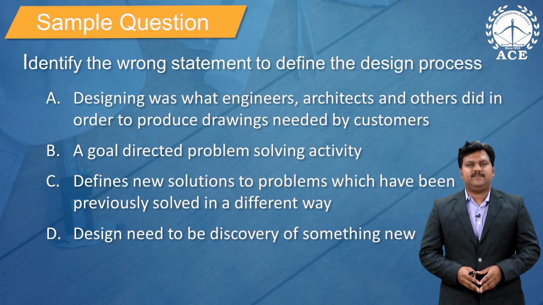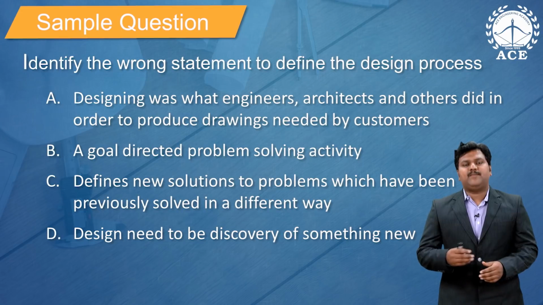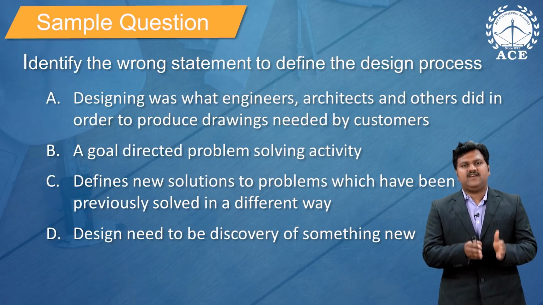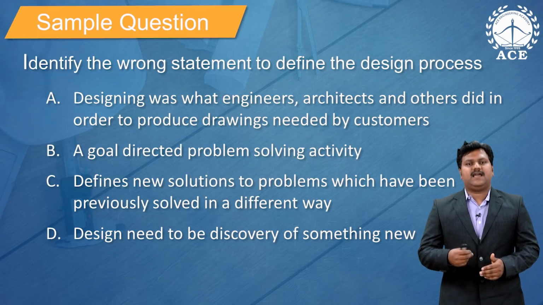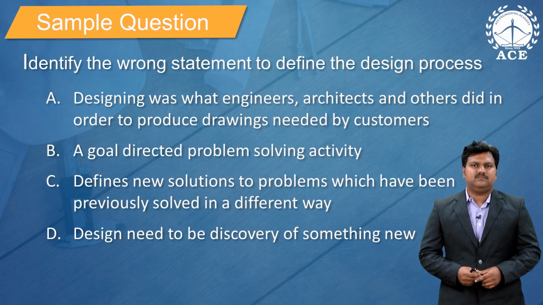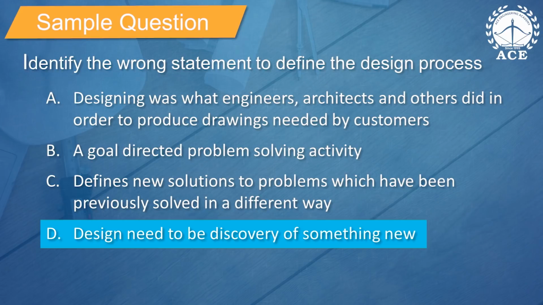Let us look at option C. It defines new solutions to the problems that were solved in a different way. Option C talks about improvising an existing solution. As per our previous definition, even this one is a correct statement. Option D talks about discovery of something new. Design need not be a discovery. So the wrong statement is option D. So the answer is option D.